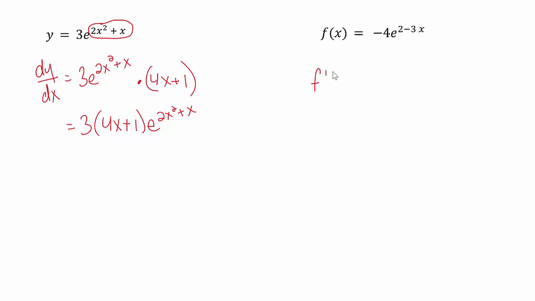Okay, so the derivative of this is going to be everything stays the same times the derivative of the power. The derivative of the power is just negative 3. Okay, now, since this is just one term, it's a negative 3, I can multiply that by the negative 4. So I can get 12e to the power of 2 minus 3x. And that would be my derivative.